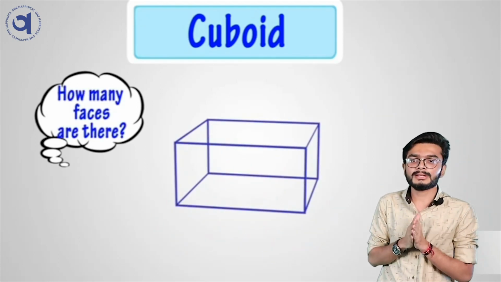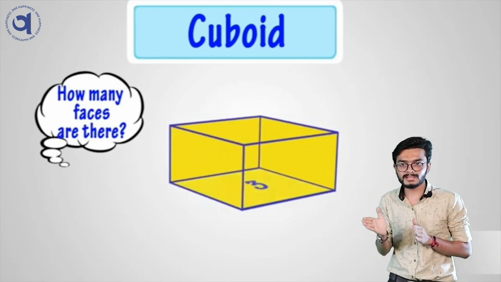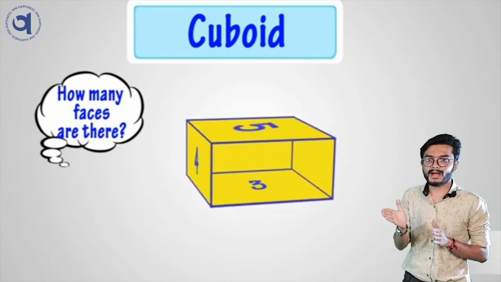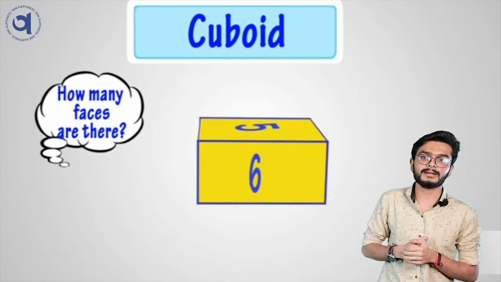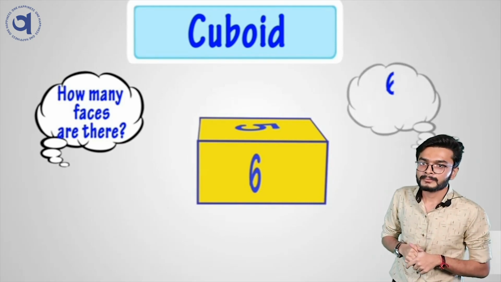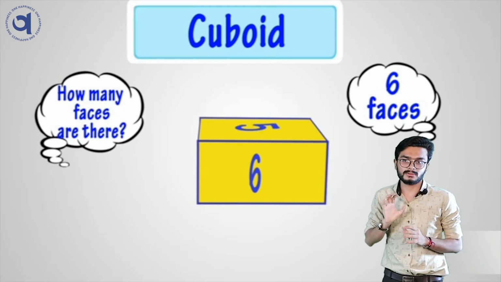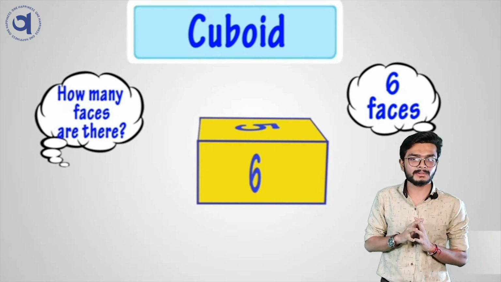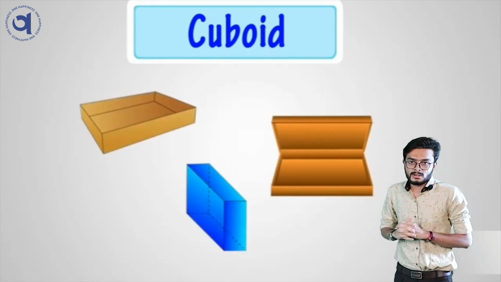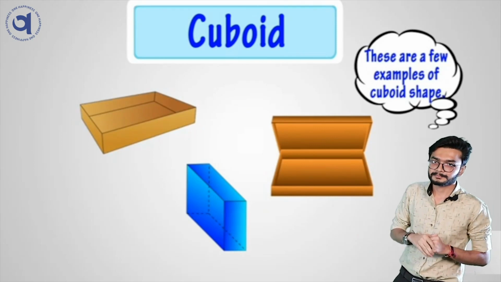Now the third thing, we have to count total faces. 1, 2, 3, 4, 5 and 6. So in the cuboid also there are 6 faces. But these are also not equal. All the faces are different in dimension. These are some examples of the cuboid.